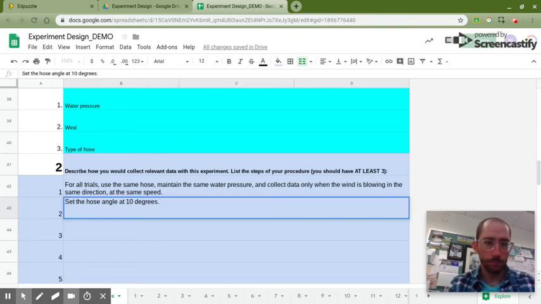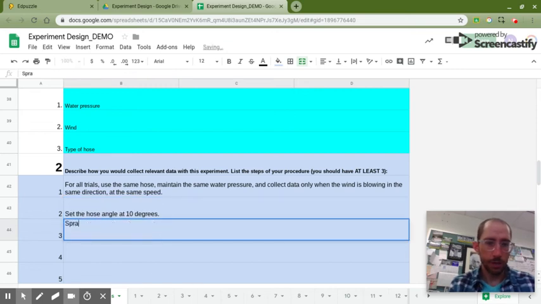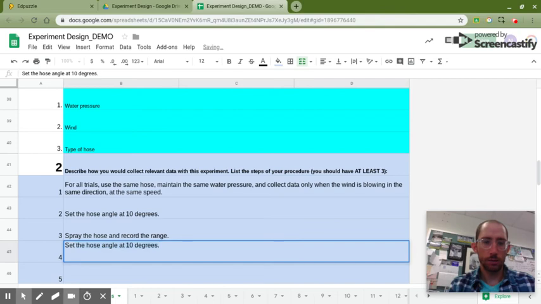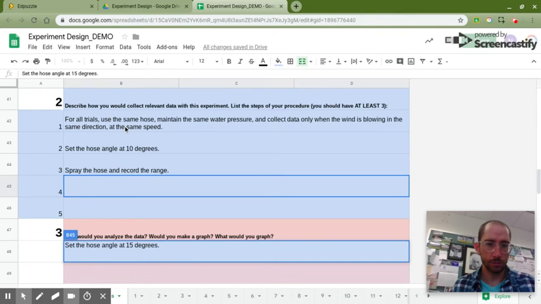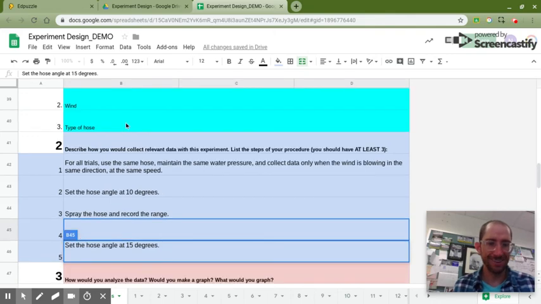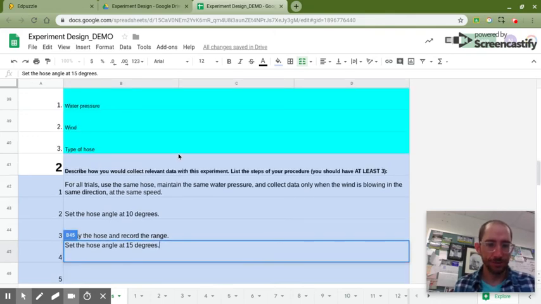All right. Spray the hose and record the range. Set the hose angle at its next angle at 15 degrees. How many steps? Oh, geez. I should have put more spaces down. All right, more rows. Set the hose angle at 15 degrees. Spray the hose and record range.